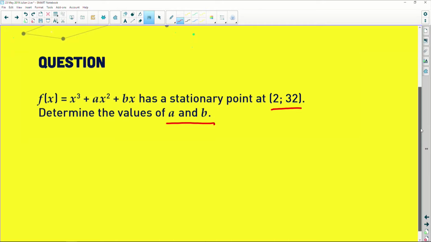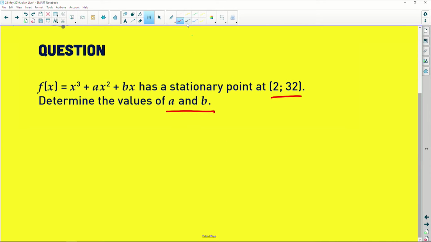So let's have a look at what we're going to do first. I'm going to draw a little diagram over here for us. We've got some cubic function with ax squared plus bx, and it tells me that I've got a stationary point at (2; 32). Now my stationary points are going to be either over there or over here. Those are my 2 stationary points if I have a cubic function. I'm just going to call one of them (2; 32). That point over there can be anything else.